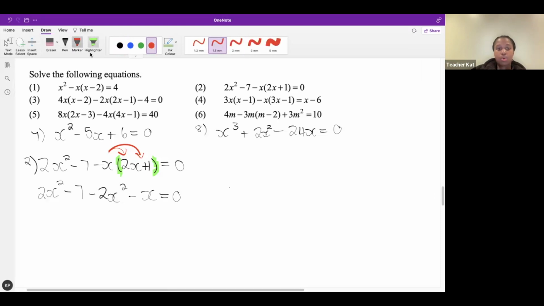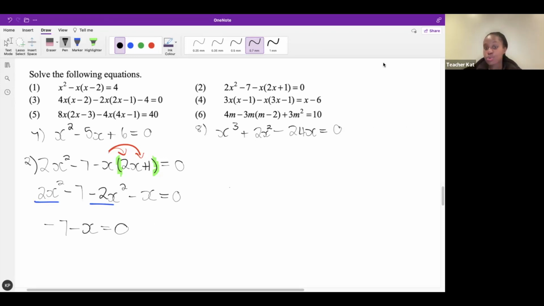What is happening now? Like terms. So negative 2x squared and negative 2x squared. What's 2x squared minus 2x squared? Nice, Alice. They're gone. So what is left here? Negative 7 minus x equals 0. Problem. Who has to move here? Who are we moving? Negative 7 or x.